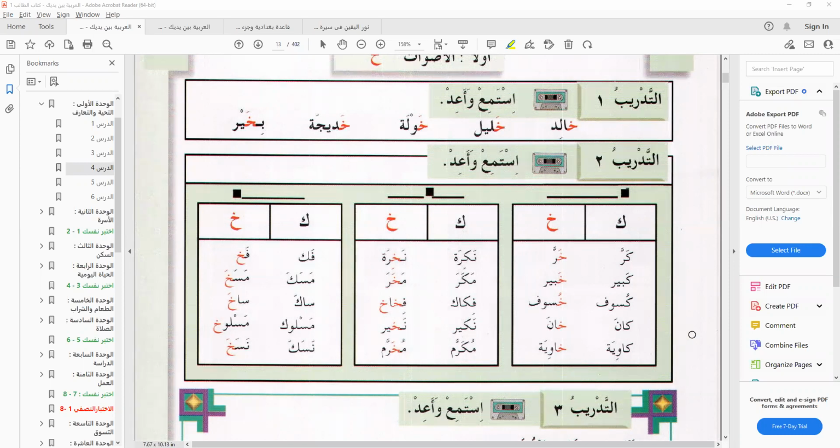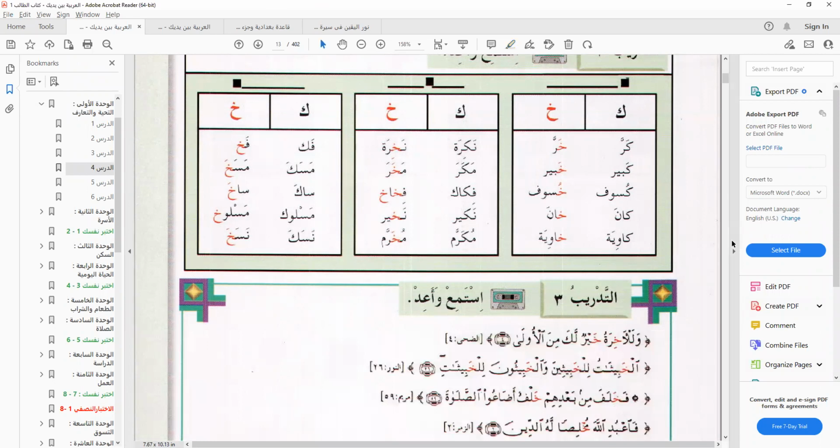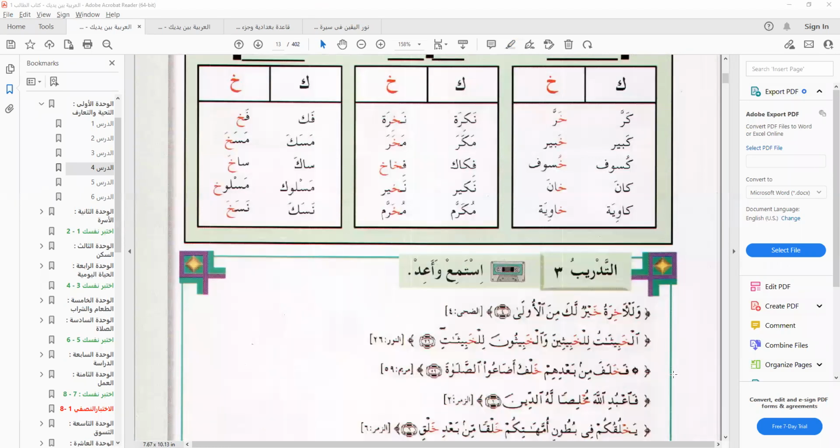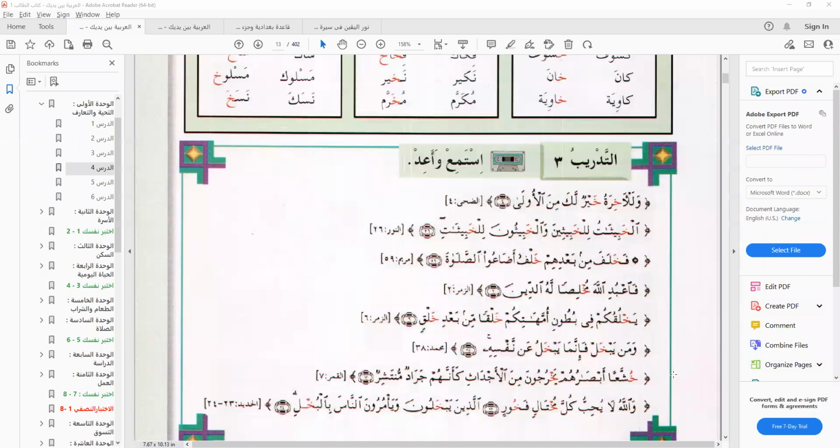So ننتقل إلى التدريب الثالث. ننتقل means we move, to the third drill. So here we have verses of the Quran. Like we said in the first class, in the introductory class, the whole essence of learning Arabic is to understand your religion better, to understand the primary sources of the deen, and that is the Quran and the books of Sunnah. In the book, some of the things learned will be used in some of the verses of the Quran and some hadith as we progress.